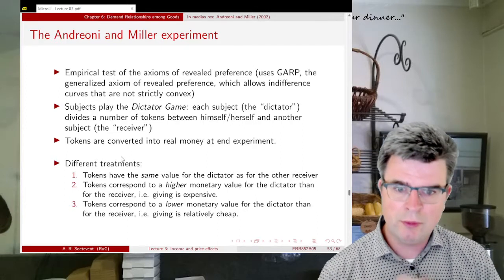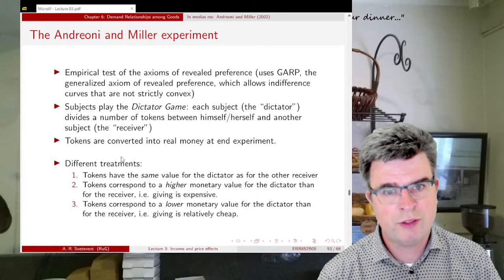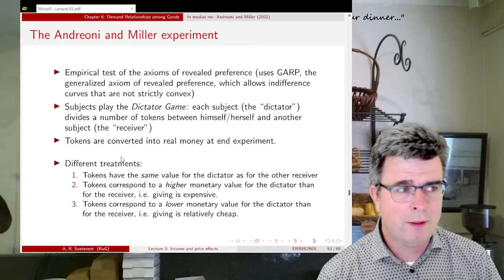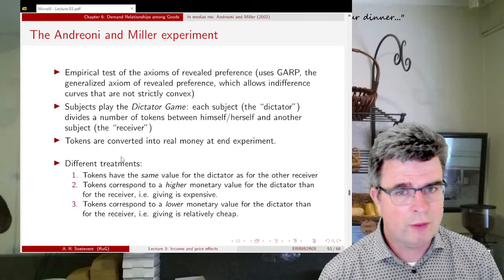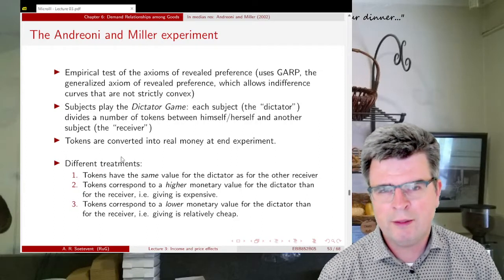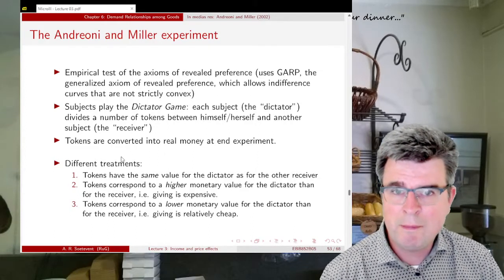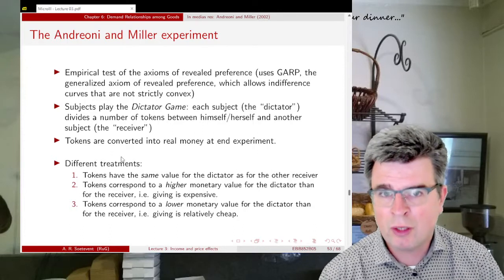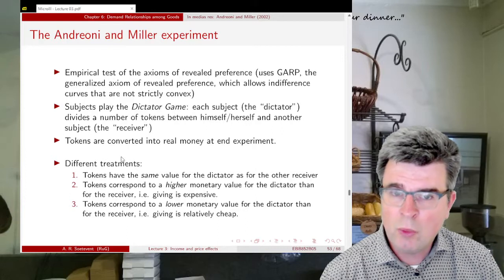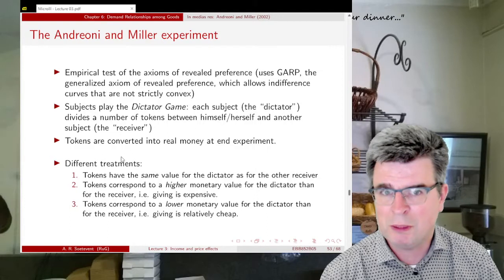In a second treatment, the tokens have a higher monetary value for the dictator than for the receiver. So then giving is expensive. So the dictator might think, okay, the receiver also needs some real money at the end. But if I give away one of my tokens, which is valuable to me, it will not give the receiver a lot of money at the end of the experiment. So every token that I give away to the receiver that I don't keep is very expensive.